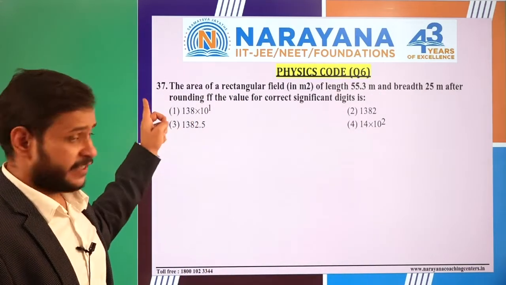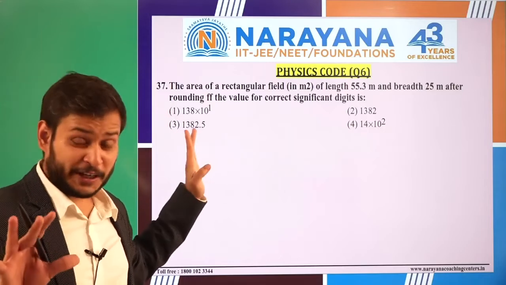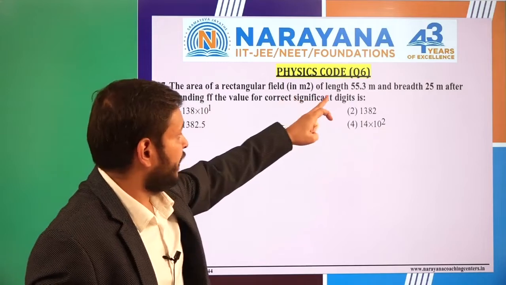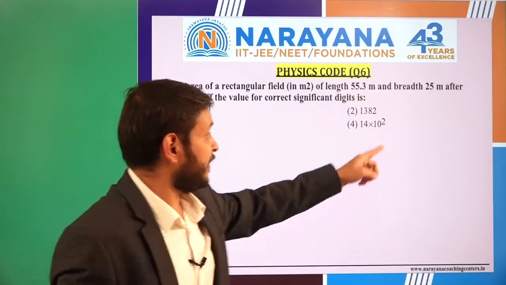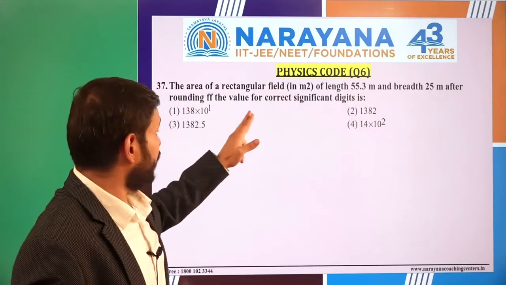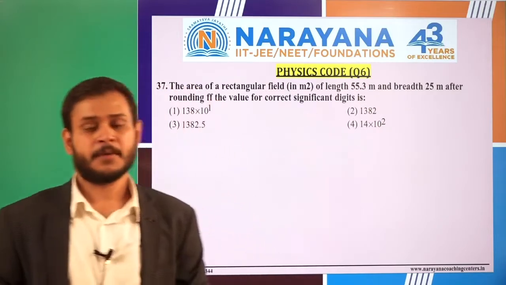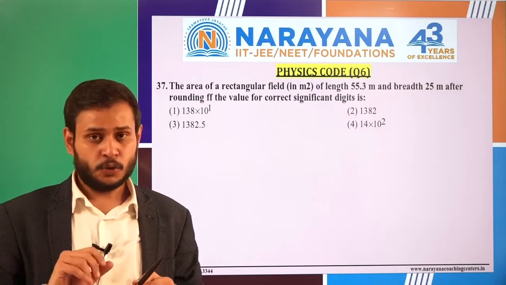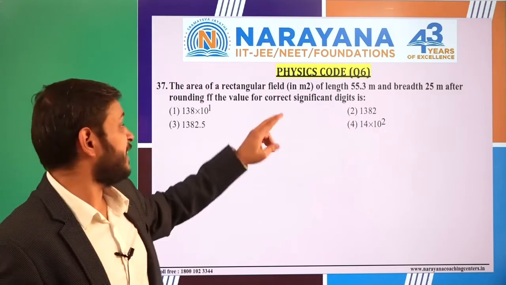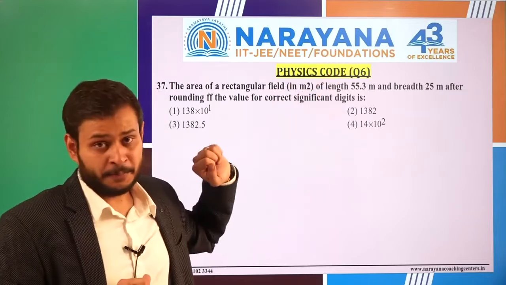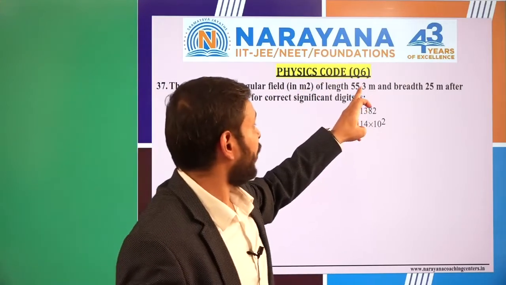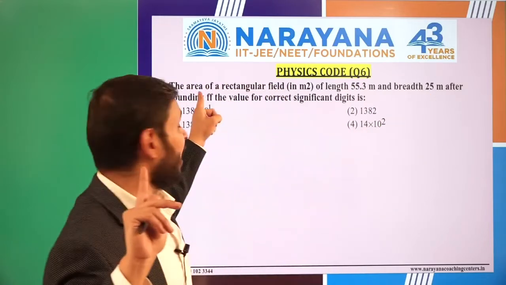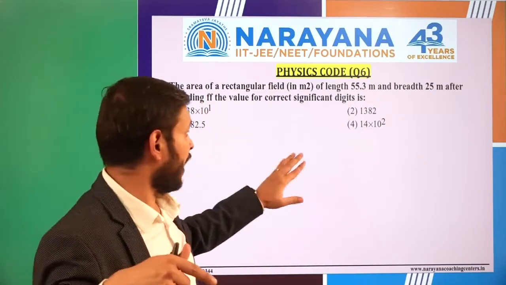This question 37 is basically from units and dimensions and specifically from significant figures. The area of the rectangular field in meter square of length 55.3 meter and breadth 25 meter, after rounding off the value for the correct significant digits, is. You should know that when we multiply two quantities, the product will always have the significant figures least among the initial ones to which we were multiplying. So 55.3 has 3 significant digits and 25 has 2. So of course our product, that is area of rectangle, length into breadth, should have 2 significant figures.